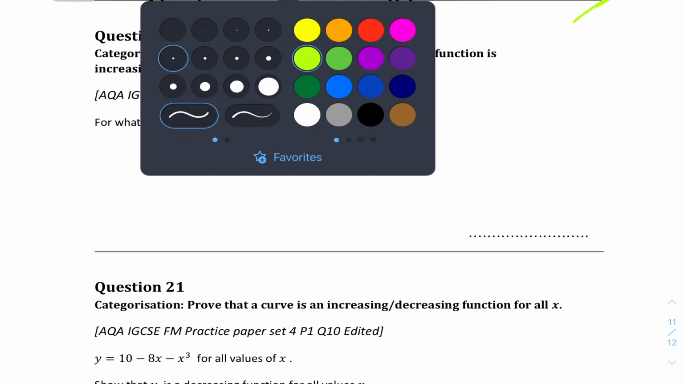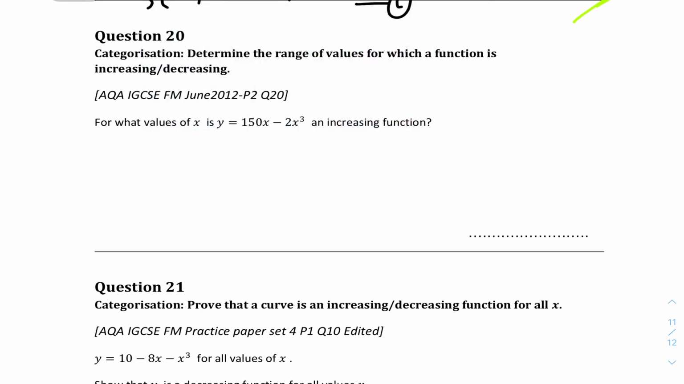In question 20, for what values of x is y equals 150x minus 2x cubed an increasing function? So we know that this is a negative cubic graph. So it looks something like this, like so. It's always decreasing except for this part right here. And this part is between the local maximum and minimum points. So between this point and this point, it'll be an increasing function. And these two are the stationary points.